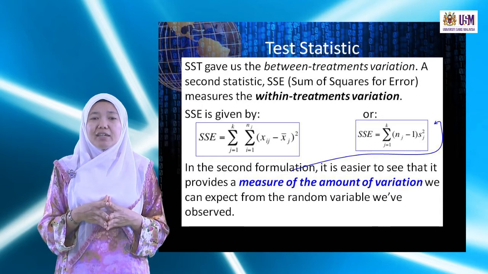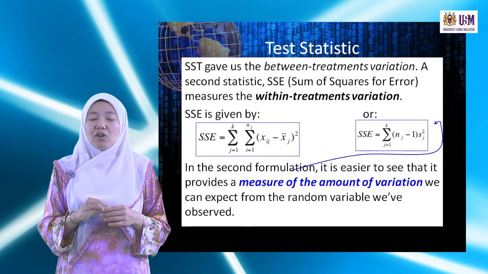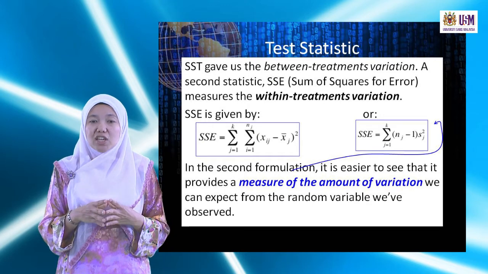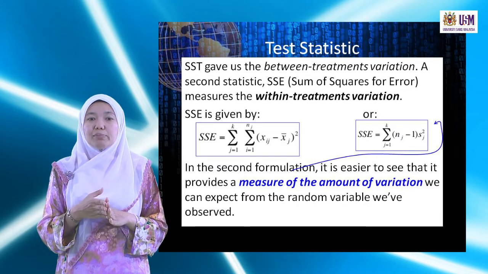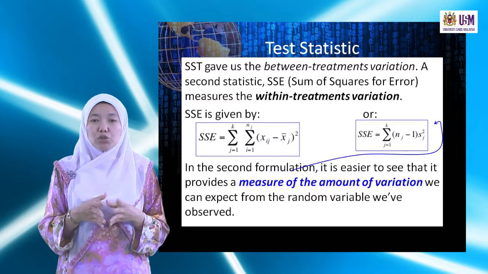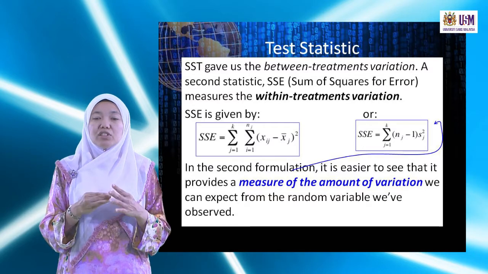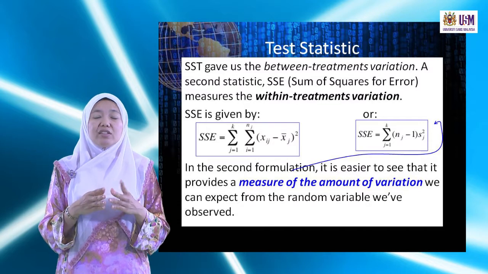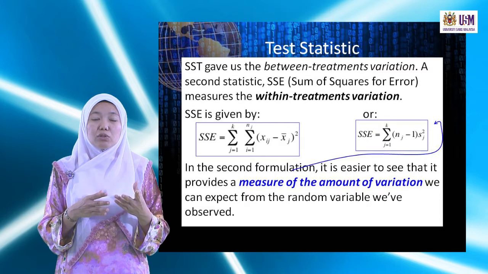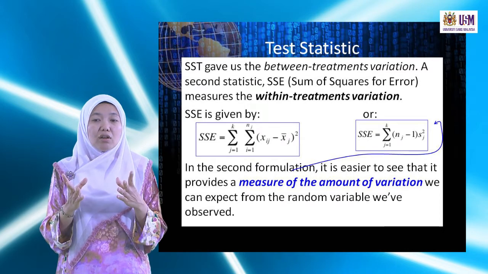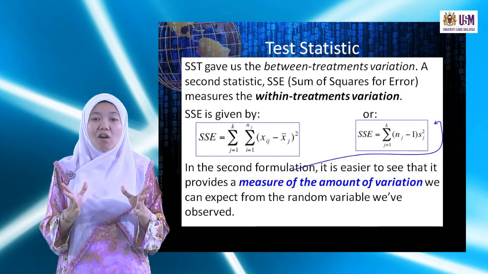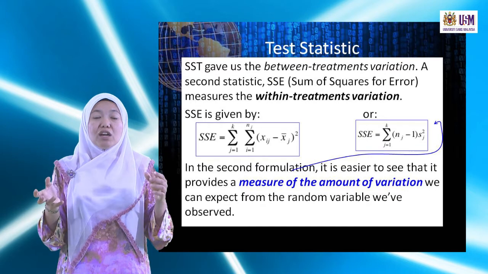SSE is given by each value of your variable, x_ij, minus your group mean, x bar j. You take the square and add up all of that for that group, and then you add up for the whole groups. You can also change this formula for SSE, as seen earlier: SSE is equal to the summation of the variance for each group multiplied with the degree of freedom for each group, and you add up for all the groups. That's how you read the formula.